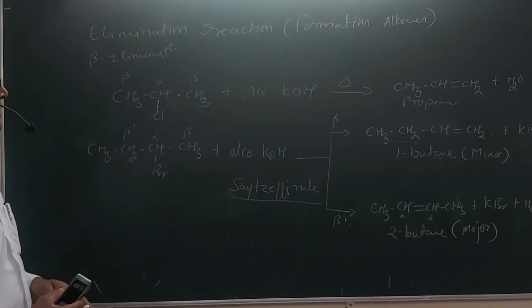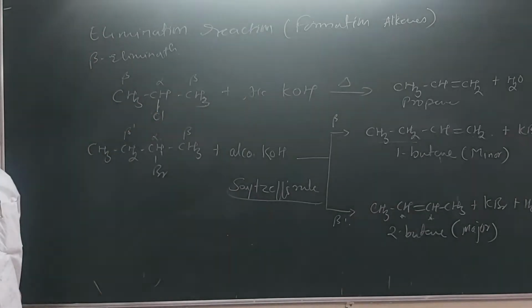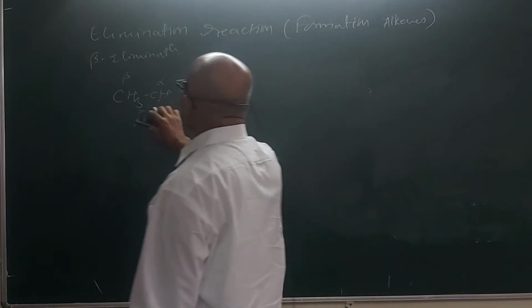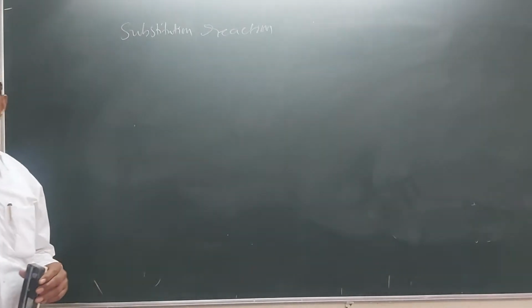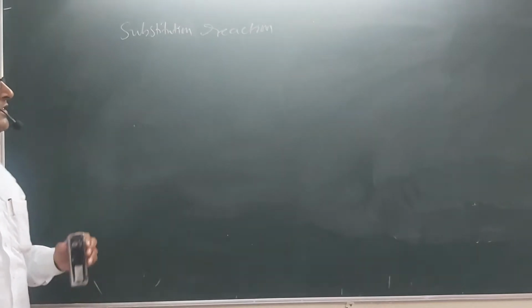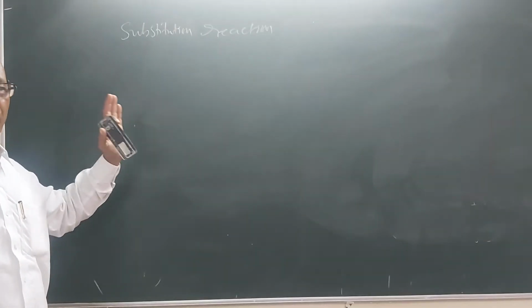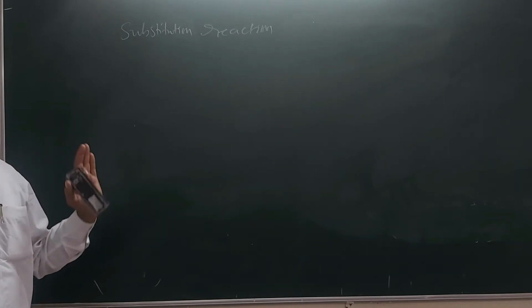So in this way, elimination reactions are shown by alkyl halides, and we are able to get different types of alkenes. The next reaction that we want to study is the substitution reaction. Now what is a substitution reaction? In a substitution reaction, the atom or group of atoms attached to the saturated part of the molecule is replaced by another atom or group of atoms.